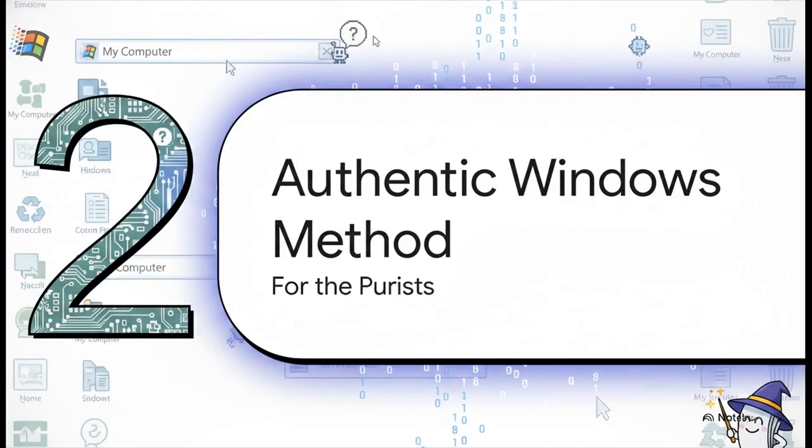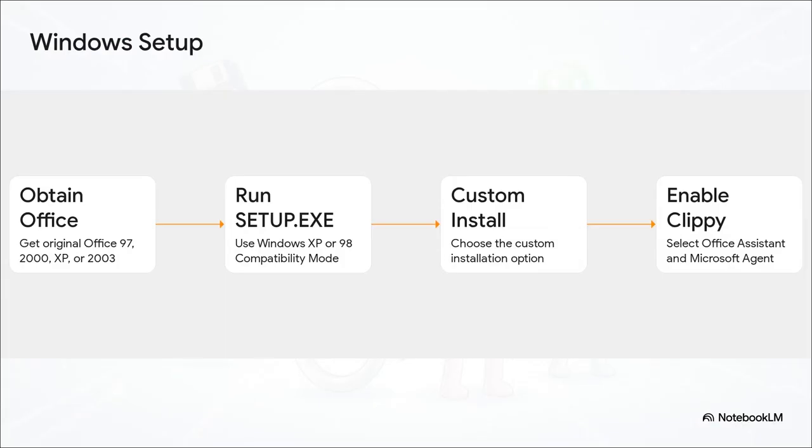Moving right along to Section 2, the authentic Windows method. Now, this one is strictly for the purists out there. If you're on Windows 10 or 11 and want the absolute, undisputed, real-deal Clippy, you're going to need the original installation media. Step 1, track down an old CD-ROM or ISO image for Office 97, 2000, XP, or 2003.